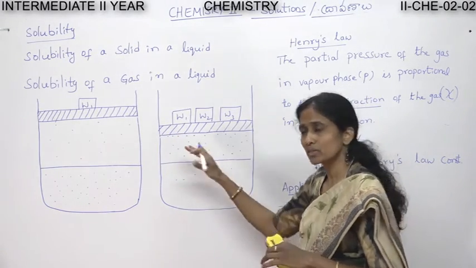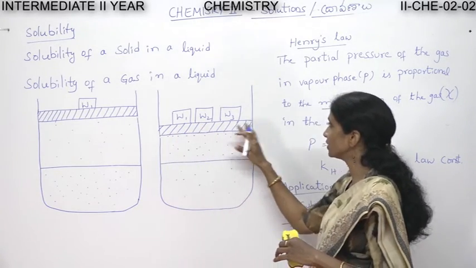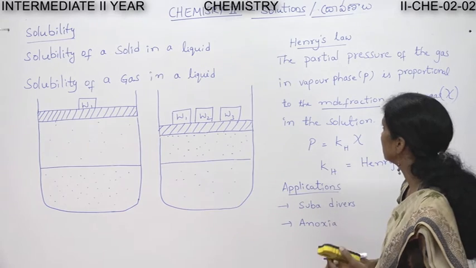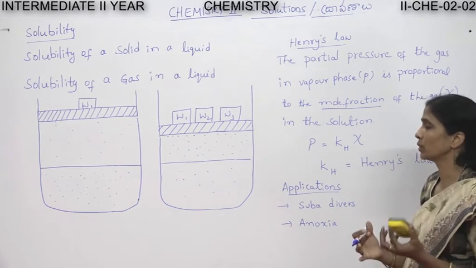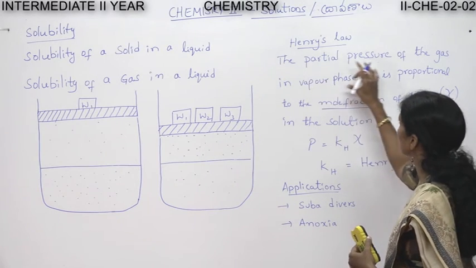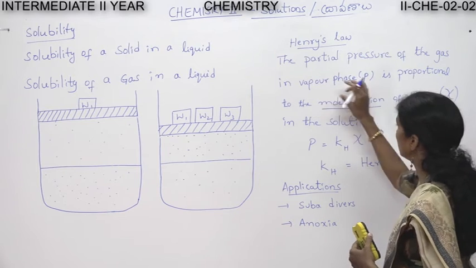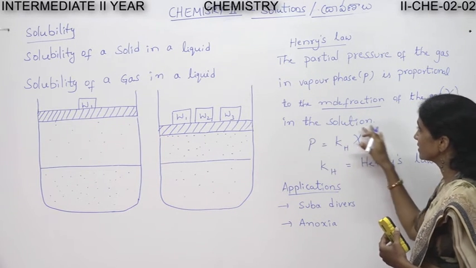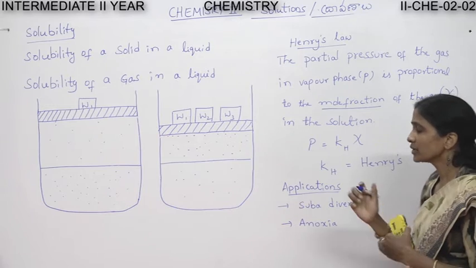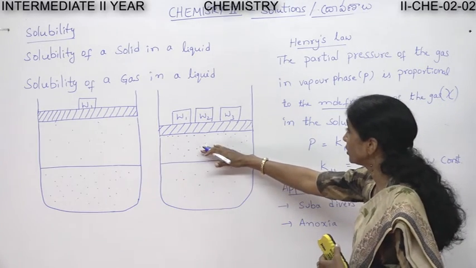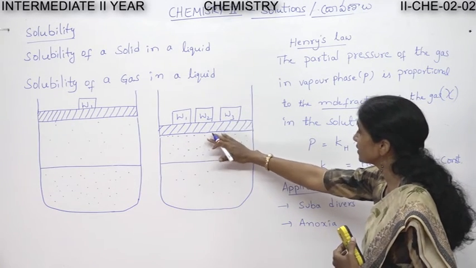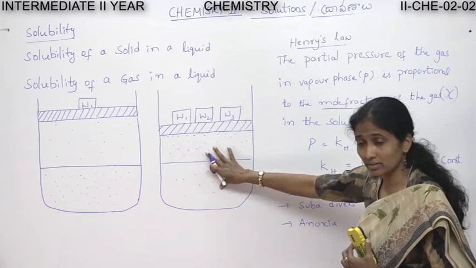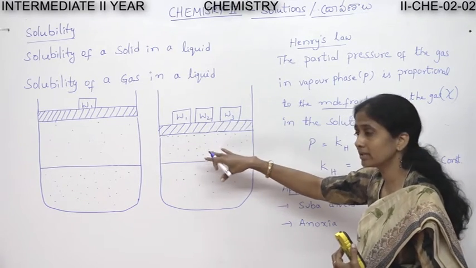On the surface of a liquid we can observe vapors, the vapor phase of a given solution. The partial pressure of the gas in the vapor phase is proportional to the mole fraction of the gas in the solution.